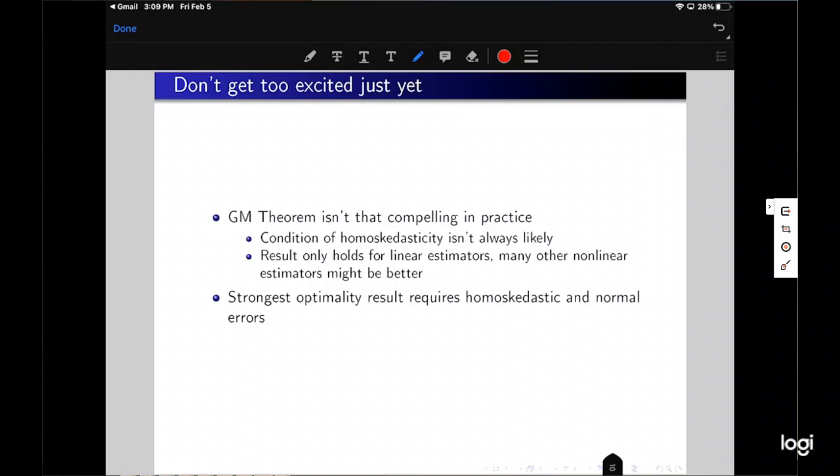Okay, so don't get too excited yet. The Gauss-Markov theorem isn't that compelling in practice. We already saw the 2 data sets in the beginning of this lecture. If we condition on homoskedasticity, the condition of homoskedasticity isn't always likely. Results only hold for linear estimators. There's many other non-linear estimators that might be better. And the strongest optimality results require homoskedastic and normal errors.